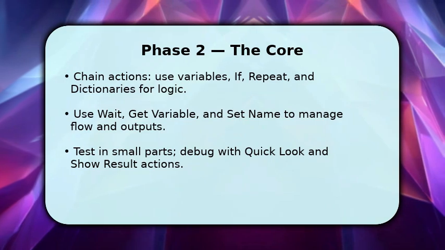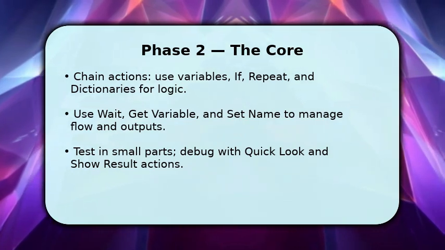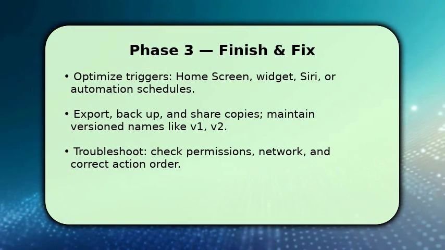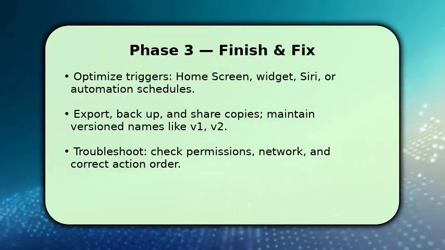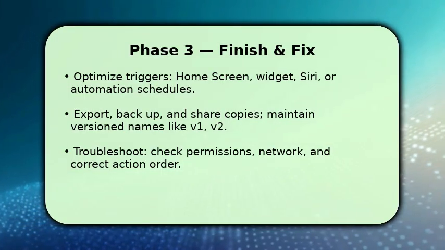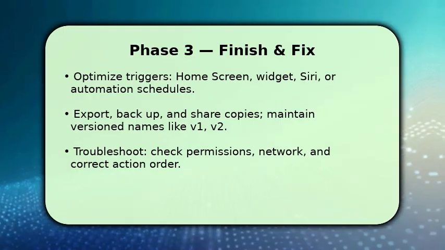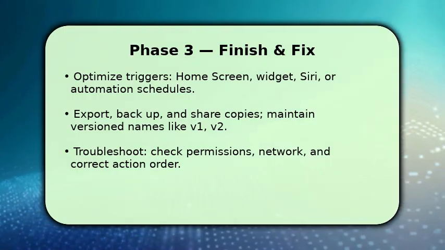Finish by polishing triggers and output. Convert to a widget, add to home screen, or assign a Siri phrase so activation is instant. Then export or duplicate the shortcut for backups and versioning. Append v1 or v2 to the name.